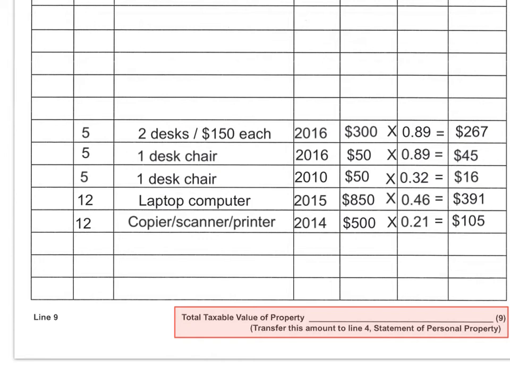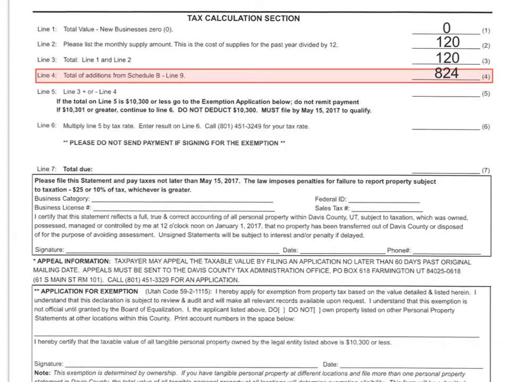So here is a listing of all of the items with their taxable value. The total of these items is then listed on line 9 of the Schedule B. This is highlighted in red. In this example, we've added the taxable value of all of the items listed. It is $824. The $824 is then moved to the front page of the filing statement on line 4.